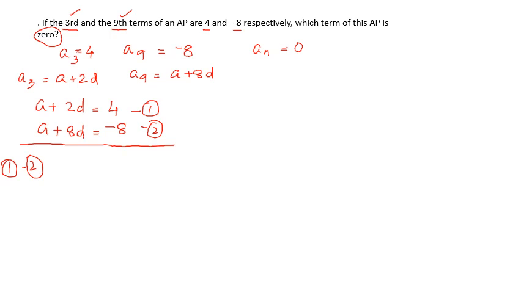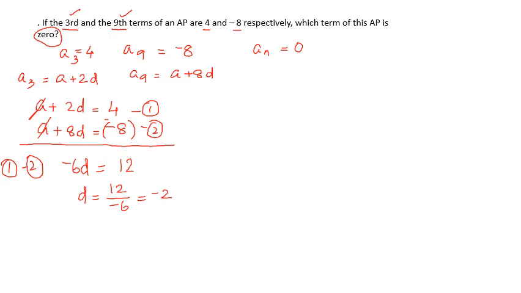So A gets cancelled. A minus A is 0. 2 minus 8, minus 6D is equal to 4 minus of minus 8, 12. So minus of minus 8 means it will be 4 plus 8, 12. Now what is D? D is equal to minus 2.